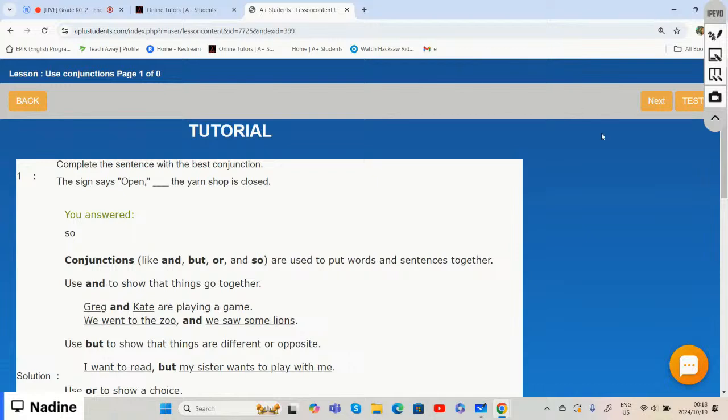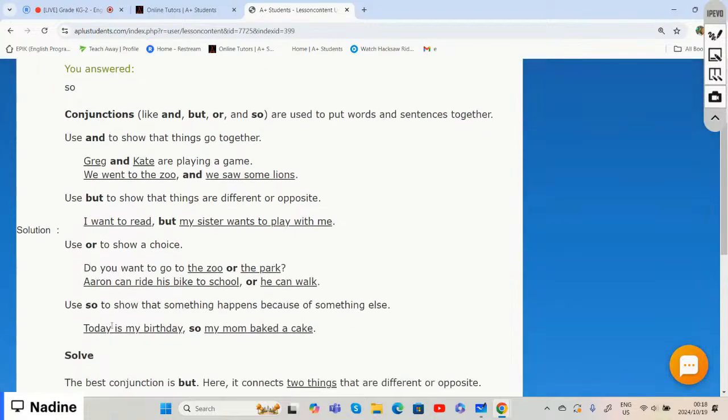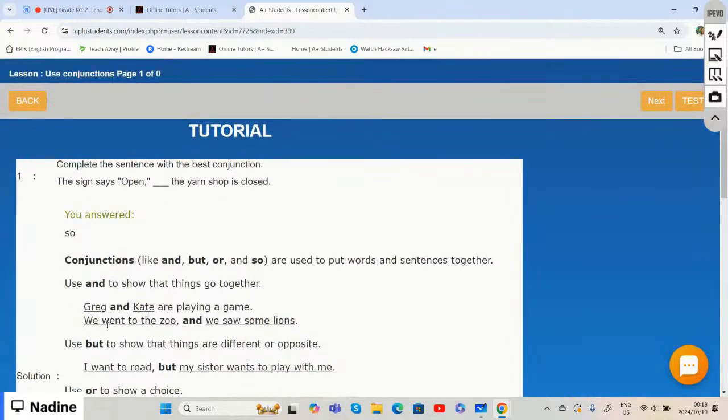All right. So yeah, it says the sign says open. The yarn shop is closed. Do we say and the yarn shop is closed? Do we say but the yarn shop is closed? Or the yarn shop is closed? Or do we say so the yarn shop is closed? Which one is correct?